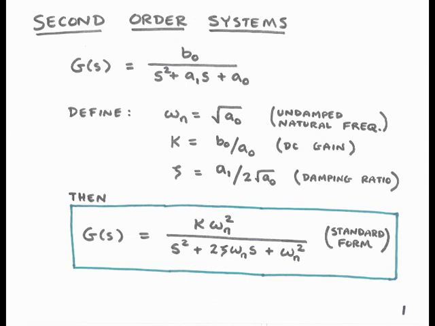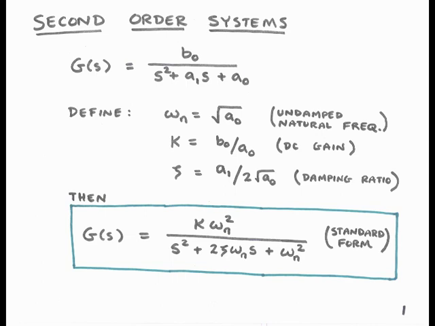First, omega n, which is the undamped natural frequency. It will be equal to the square root of a naught. K, the DC gain which we've seen before, is b naught over a naught. And zeta is a1 over 2 square root a naught. And this is the damping ratio.